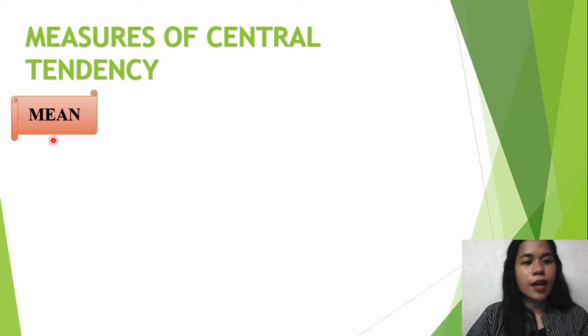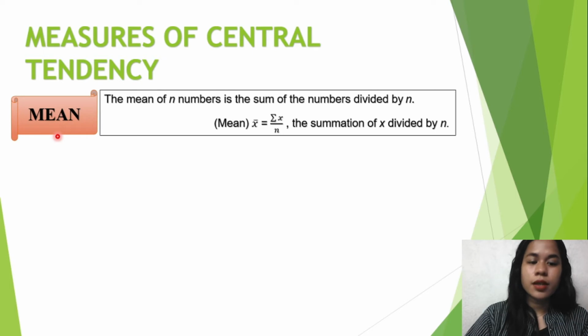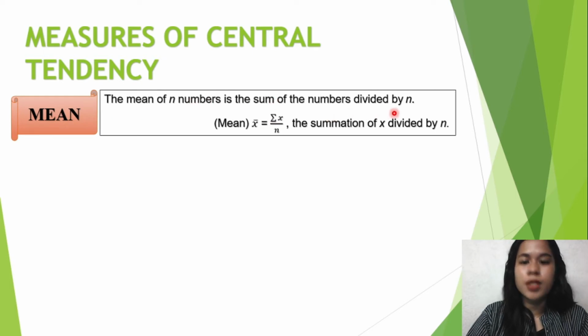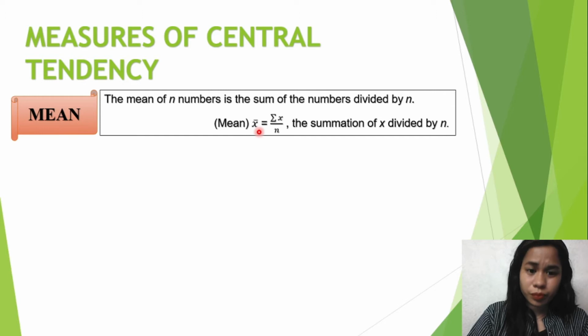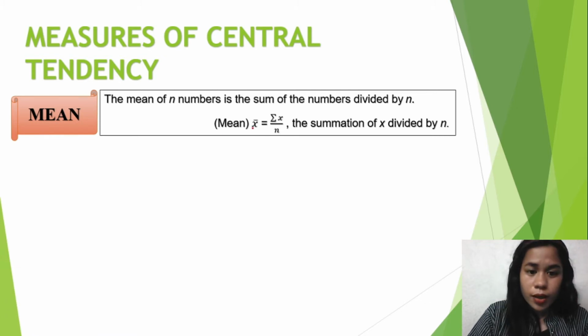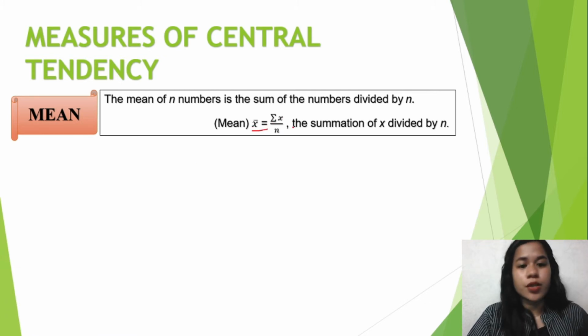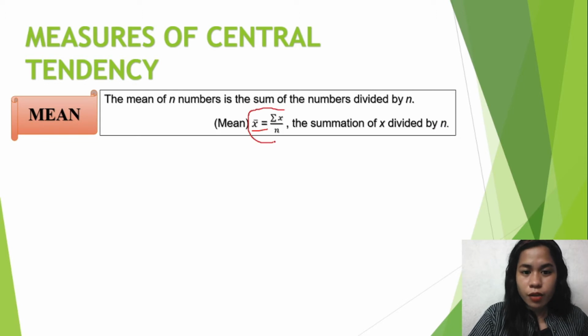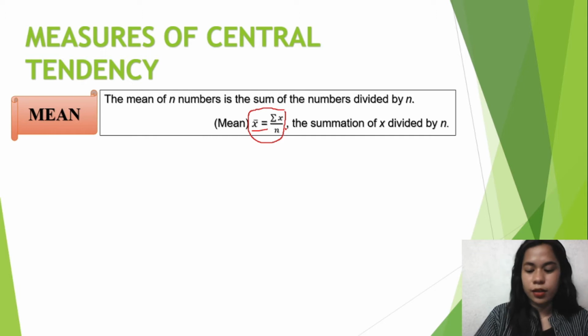Okay, so let us first discuss the first measure of central tendency, which is the mean. When we say mean, the mean of a set of numbers is the sum of the numbers divided by n. Sometimes it is the average of the given set of data. The mean is represented as x bar, which is equal to the summation of x over n, the summation of x divided by n. So this is our formula to find the mean of a given set of data in an ungrouped data.